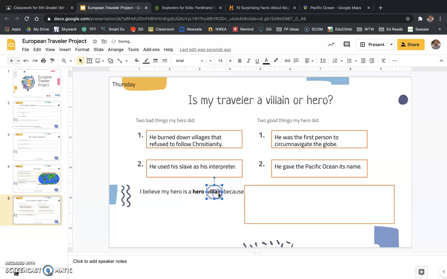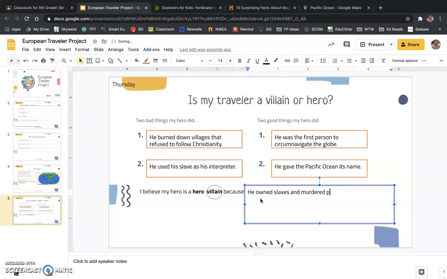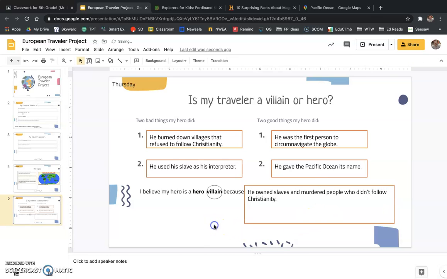Okay, let's think about why he might be a villain here. Okay, I believe my traveler is a villain because he owned slaves and murdered people who didn't follow Christianity. Okay, so I believe my traveler is a villain because he owned slaves and murdered people who didn't follow Christianity. Okay, I'm not going to tell you which one to believe. I want you to make your own decision on what you feel.